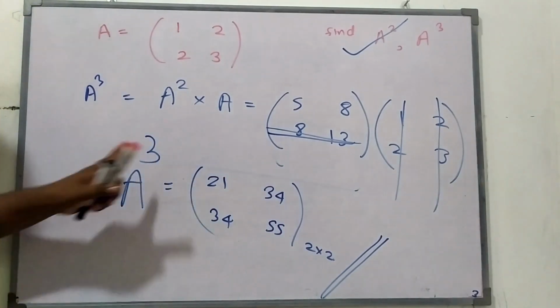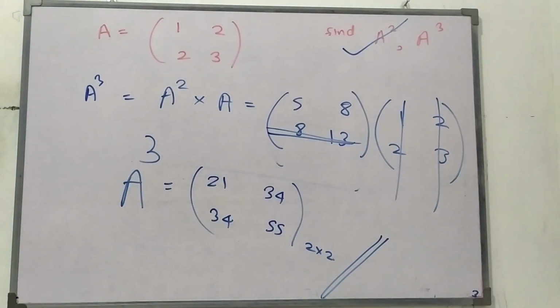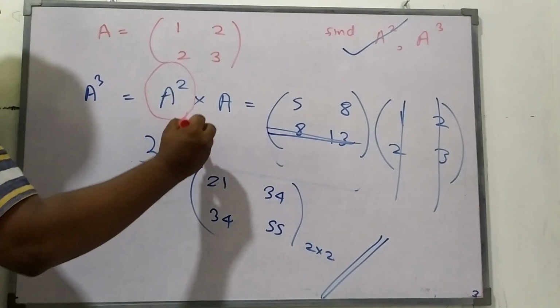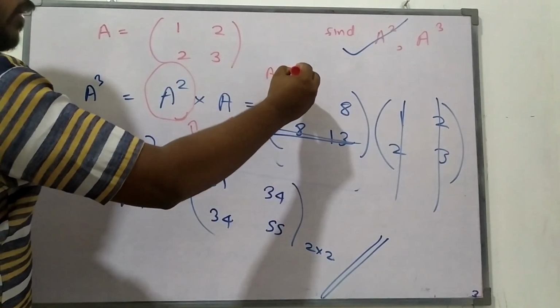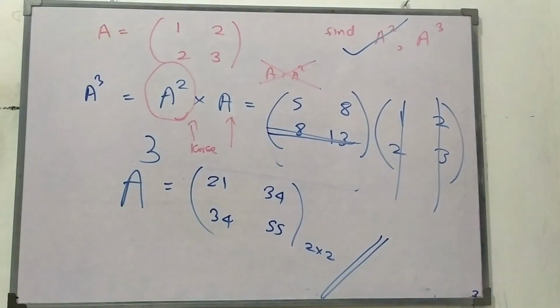So whatever the order, if you need to find A cube, A fourth power, A fifth power, you have to multiply it in a correct way. First find A squared and multiply it, then you will get A cube. If you want A4, then A cube should be multiplied by A. If you want A5, you should multiply A4 by A. Always the larger power should be multiplied by the smaller one, A cube into A, not A into A square. That is wrong.